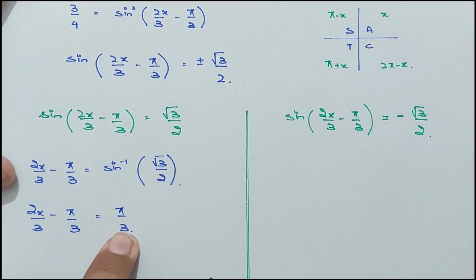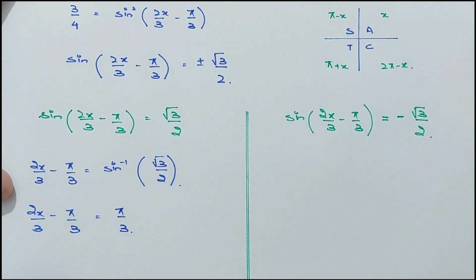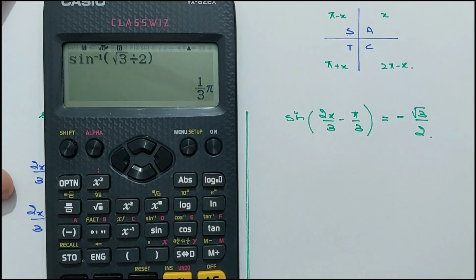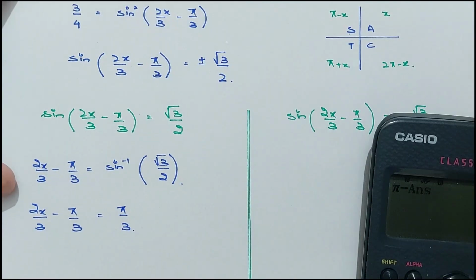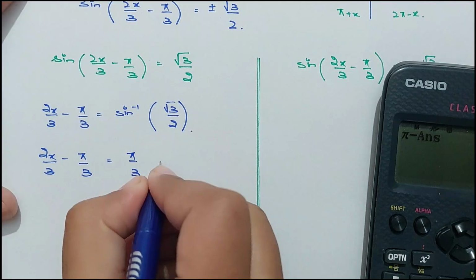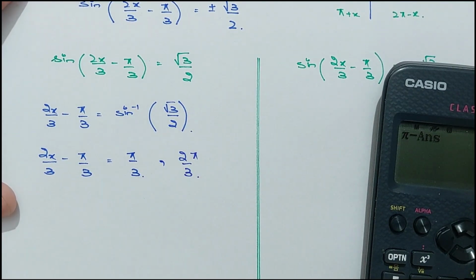So the first quadrant value we got, which is pi by 3, lies in the first quadrant. Now for the second quadrant, which is pi minus pi by 3, so we can say pi minus the answer, which is 2 pi by 3, right? Which is 2 pi over 3. So these are the two solutions for the positive one. Now let me simplify for x values, right?